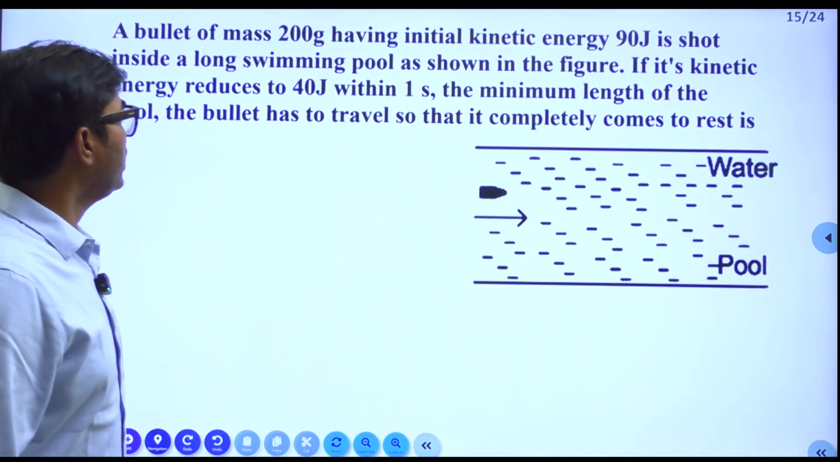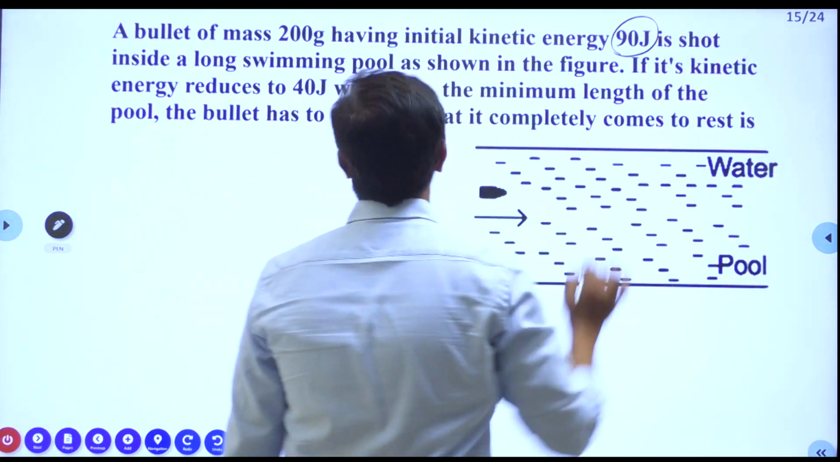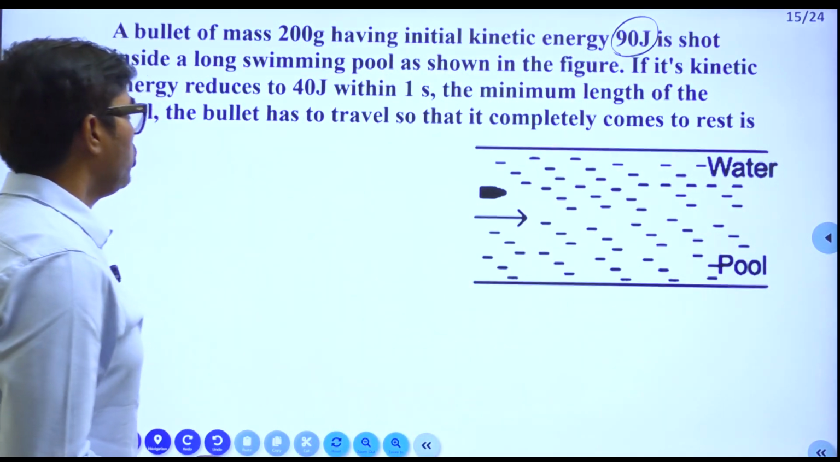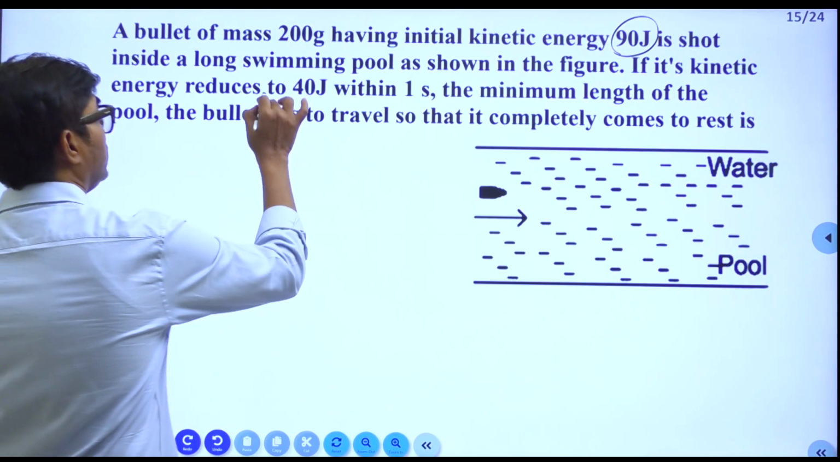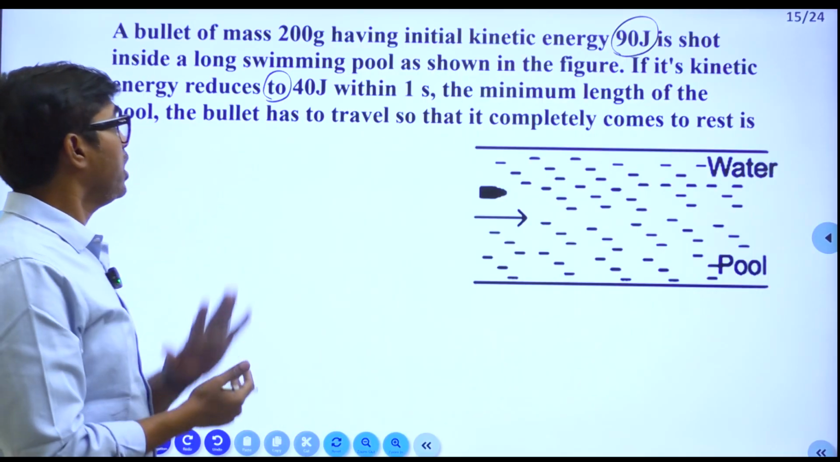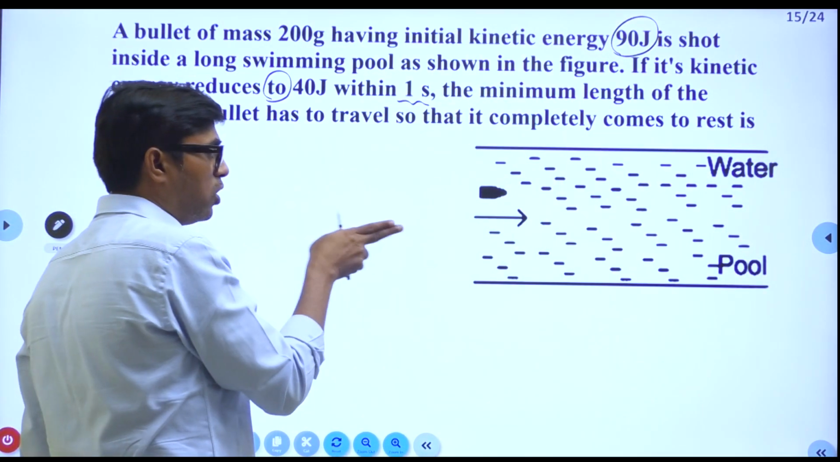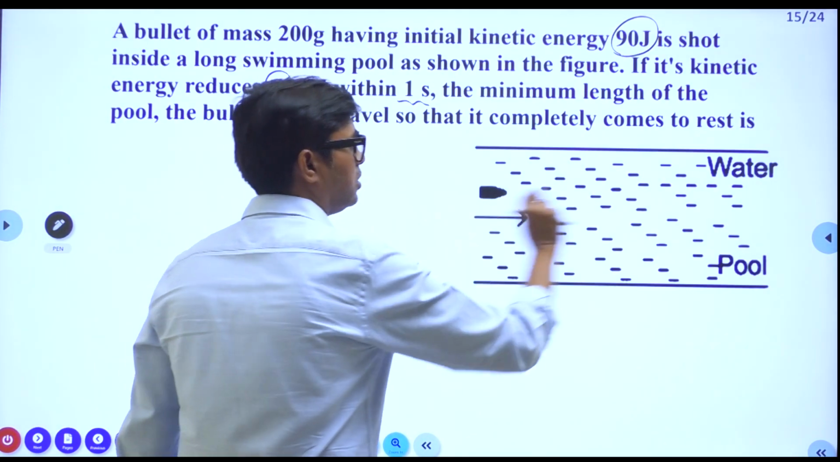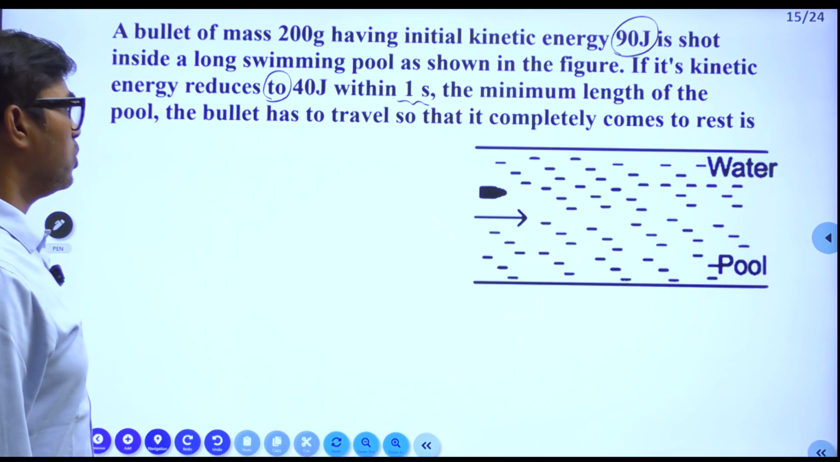A bullet of mass 200 gram having an initial kinetic energy 90 joule is shot inside a long swimming pool as shown in the figure. If its kinetic energy reduces to, they are saying reduces to, meaning final value is 40 joule, and they gave time. So as the bullet is shot, because of the water drag, it is slowing down. In 1 second, it is going from 90 joules to 40 joule.